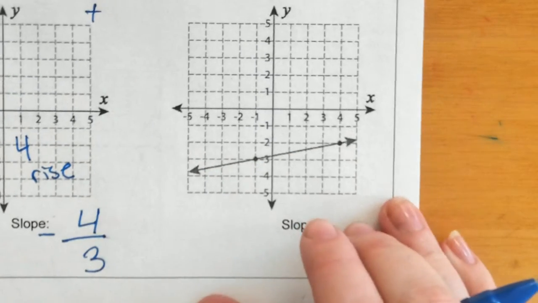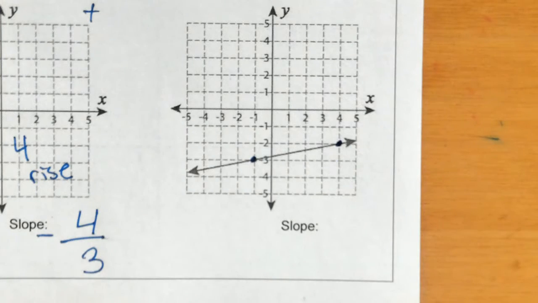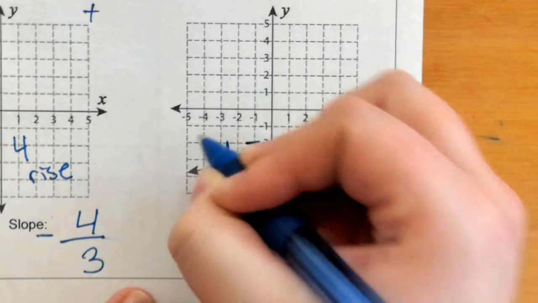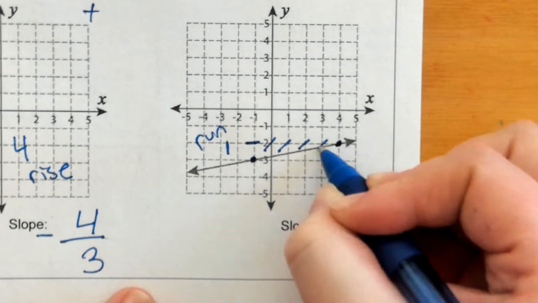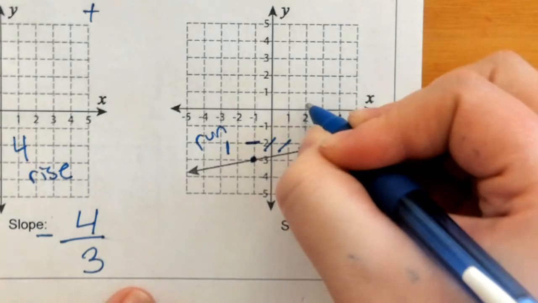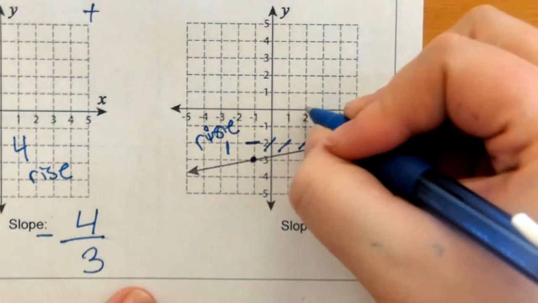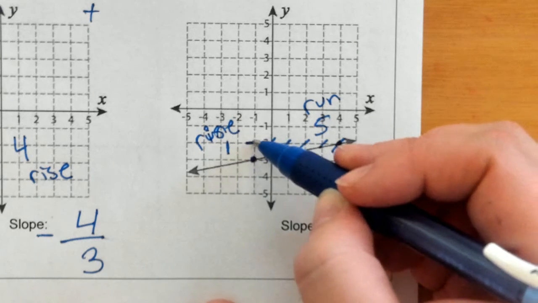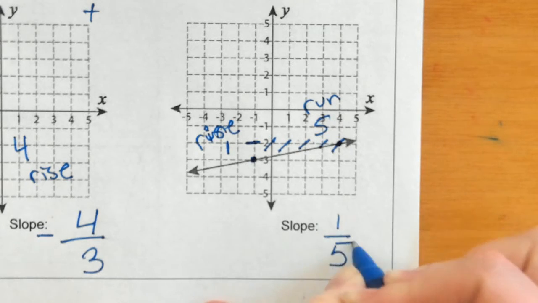If we look at the other graph, again, the points are picked really nicely for us, here and here. If I was to go from this point to this point, I would have to go up 1 space. So that's my rise. And then over 1, 2, 3, 4, 5 spaces. Over 5 spaces, that would be my run. And so when I rise 1, I go up 1, over 5, my slope would be 1 over 5.